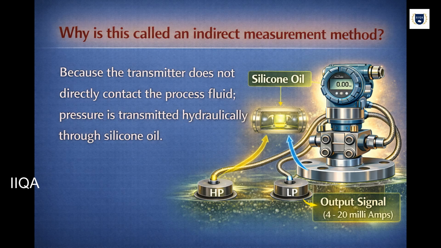Why is this called an indirect measurement method? Because the transmitter does not directly contact the process fluid, pressure is transmitted hydraulically through silicone oil.